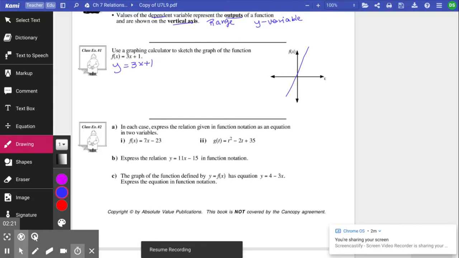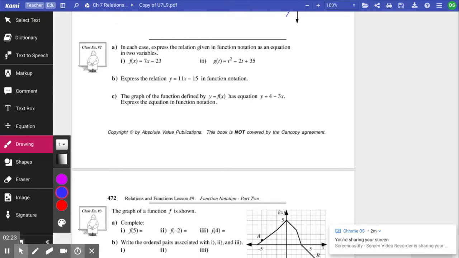Then in example number 2, it says, in each case, express the relation in function as an equation. So all you have to do for this is change the f of x to a y. That's all you're doing. You're going to be asked to do this in your homework. To change the function to an equation, just put a y instead of a g of t or whatever you're asked to do there.